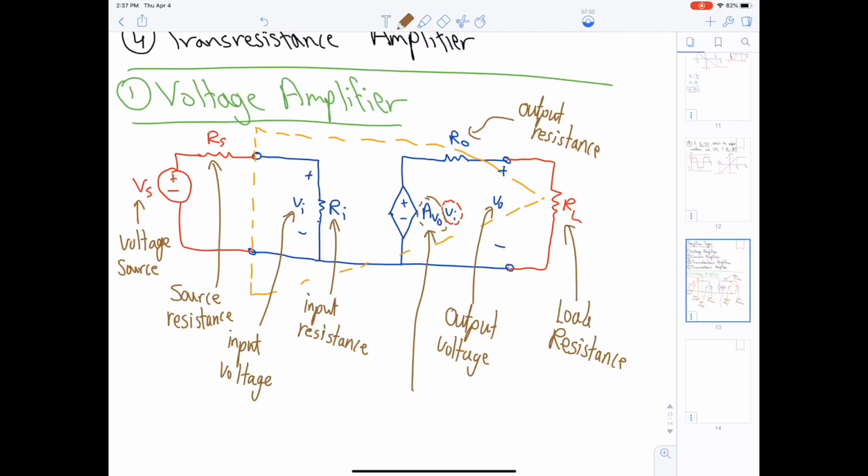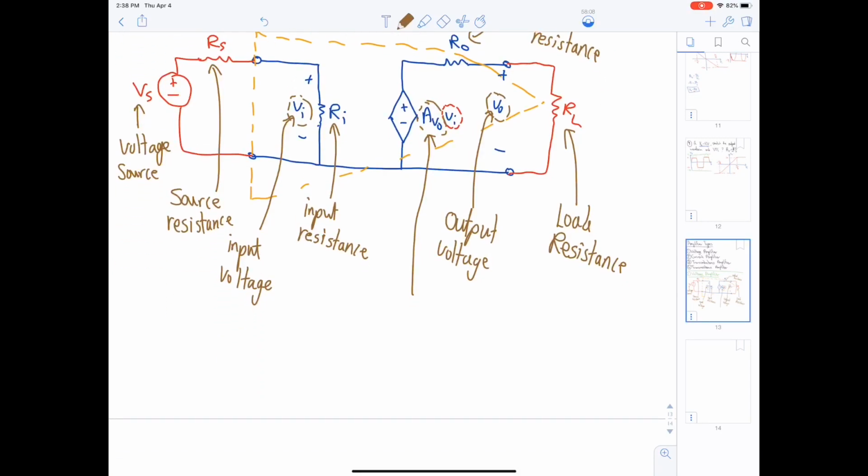Now what is AV naught? You might guess that it's the voltage gain. Well, no, it's not the voltage gain, because the voltage gain is AV. AV is reserved for V output divided by V input, whereas AV naught is something else. Its name is open circuit voltage gain. This is a constant number. It will be provided for you. It's not something that you have to calculate.